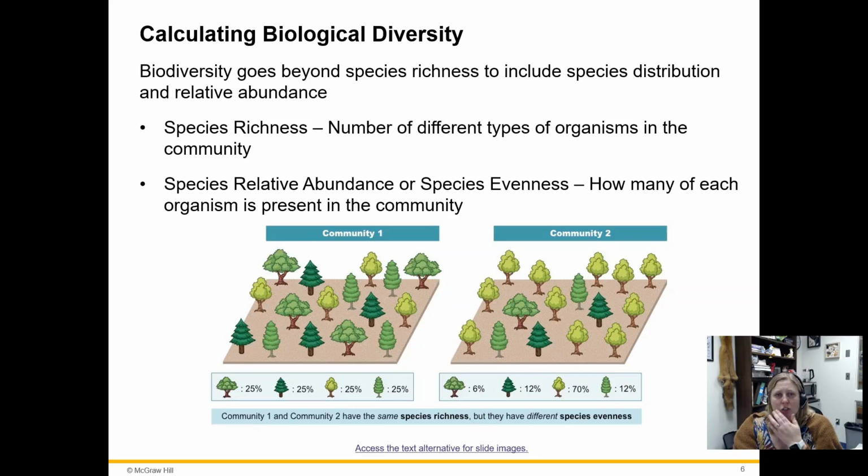So if I counted 100 trees again, if 70 of them are one species, okay, and then I have two species that make up 12% each of the population, and then one species that's only 6% of the total population, I do not have even abundance or evenness. I don't have a good distribution of those individuals. And so even though I have a high species richness of 4 species total, I have a lower biodiversity because I have a monoculture essentially, or one species that is dominating that landscape.